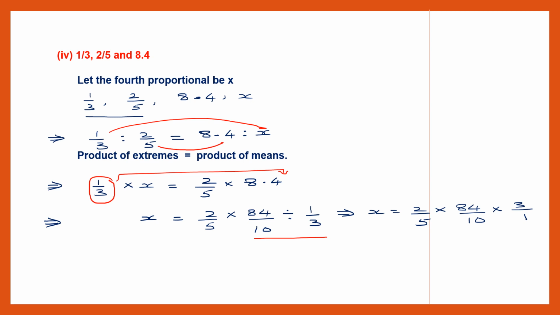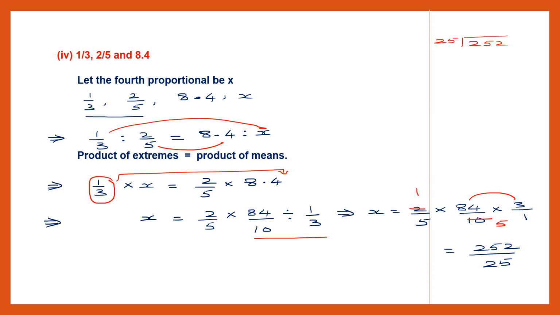Now what can we cancel? The only things we can cancel are 2 and 10. 2 ones are 2 and 2 fives are 10. Now there's nothing else to cancel, so we multiply the numerators. 84 into 3. 3 fours are 12, carry 1. 3 eights are 24, plus 1 is 25. So in the numerator we have 252, and in the denominator, 5 fives are 25. So 252 by 25.